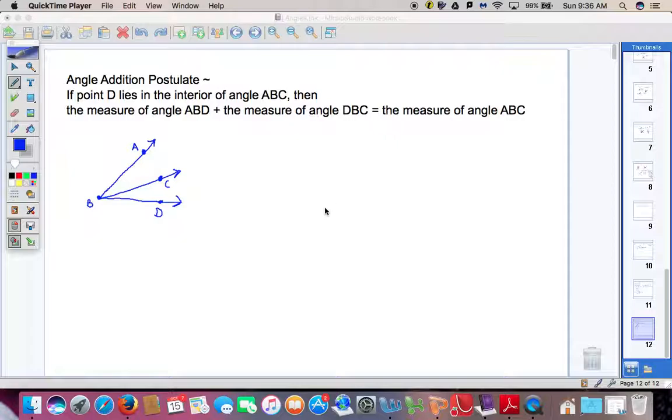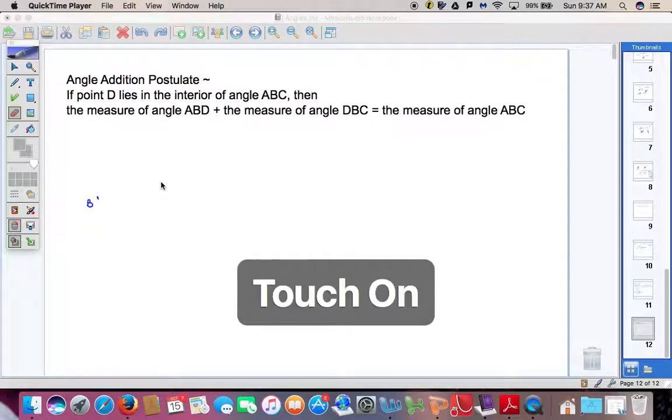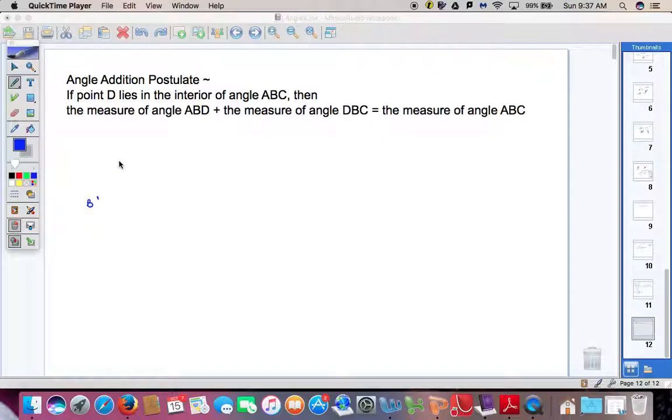Okay, and then the angle addition postulate. If point D lies in the interior of angle ABC, so I've drawn my picture wrong. Sorry about that. If I've got A, B, C, and we're told that point D lies on the interior, then the measure of angle ABD plus the measure of angle DBC equals the measure of angle ABC.